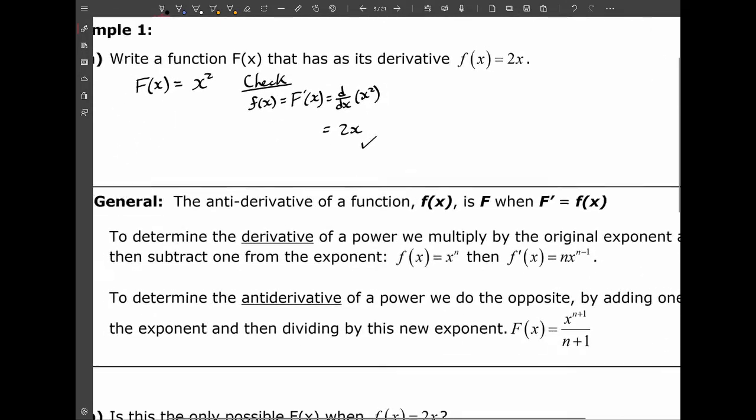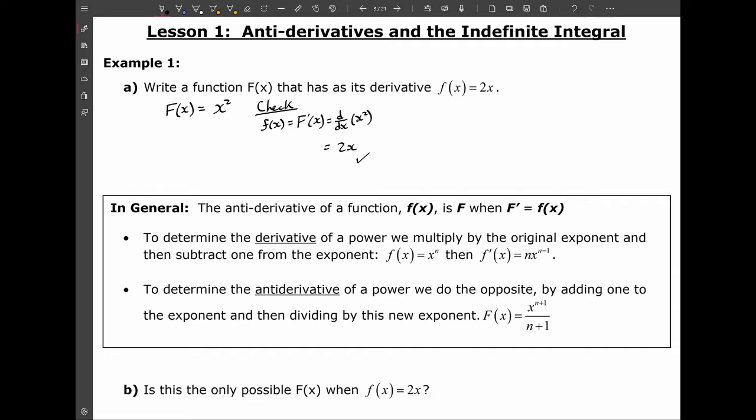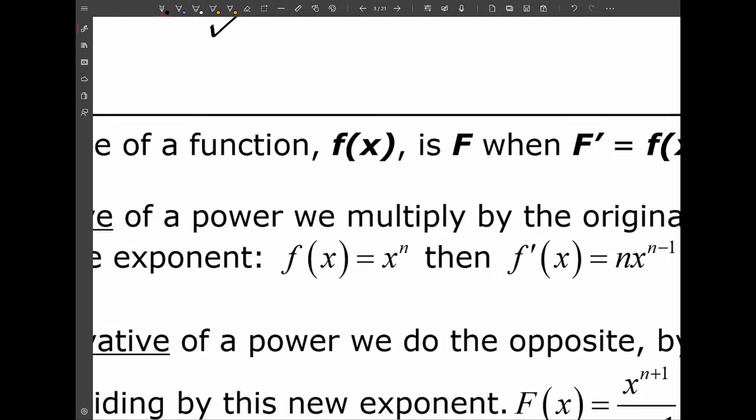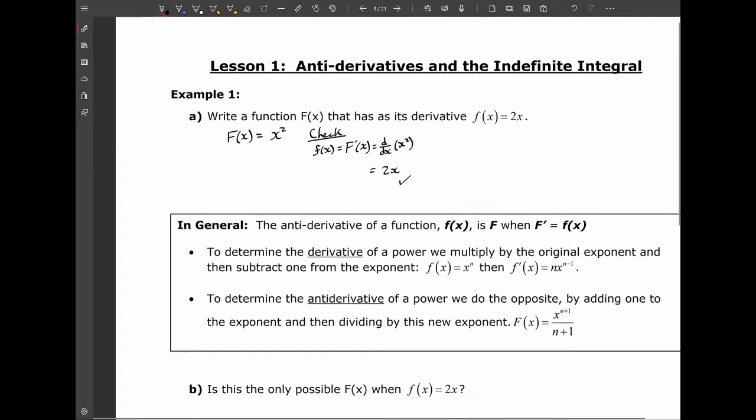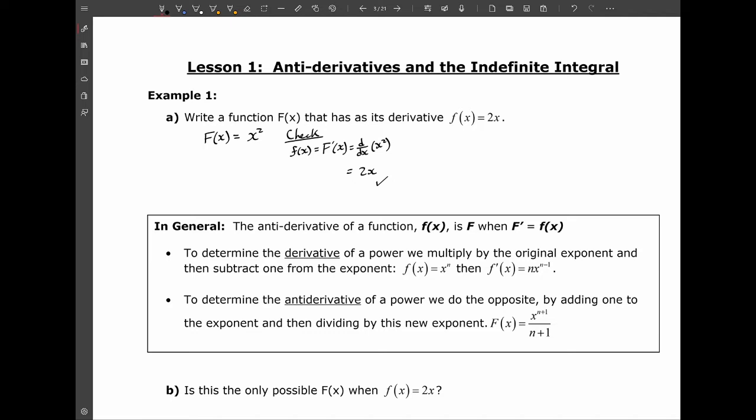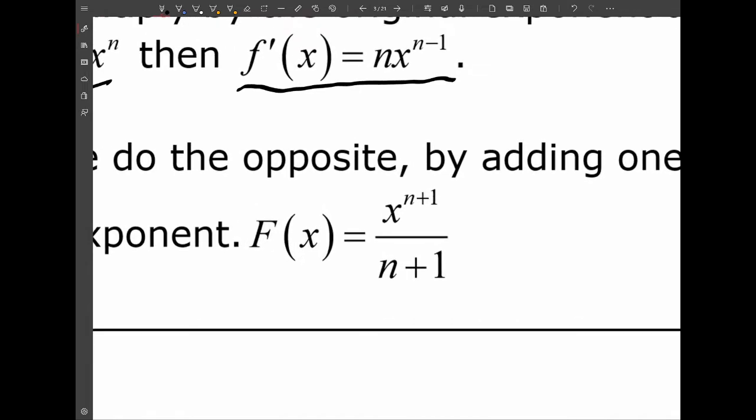So this, go figure, is the antiderivative. In general, the antiderivative of f of x is big F when big F prime is equal to f of x. It's just the reverse of taking the derivative. If you recall, with the power rule, if f of x is equal to x to the power of n, then f prime of x is equal to n times x to the n minus 1. We bring down the exponent out in the front as a coefficient, and then we subtract 1 from the exponent. So it makes sense that the antiderivative is going to go in reverse. We're going to add 1 to the exponent and then divide by that new exponent.